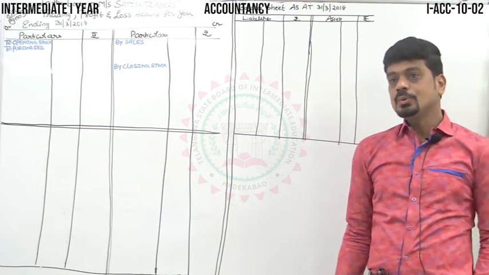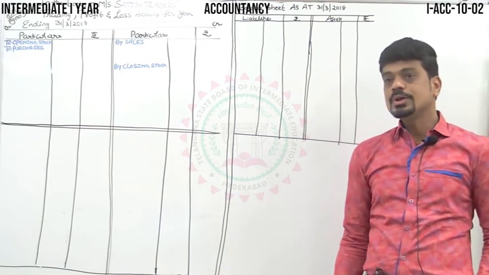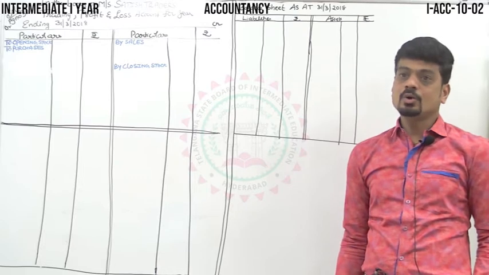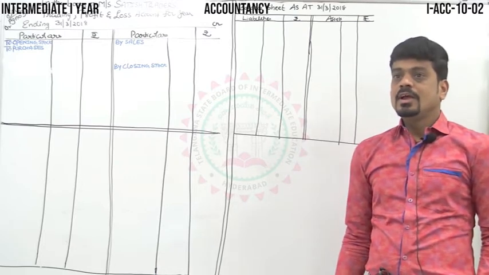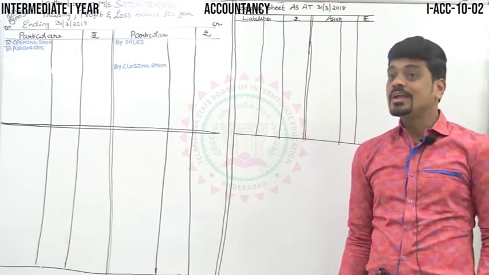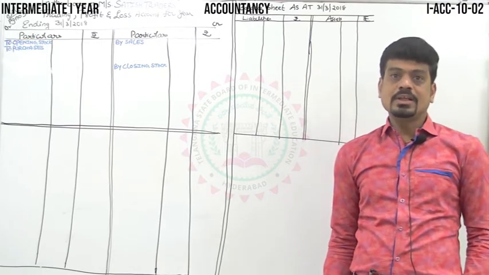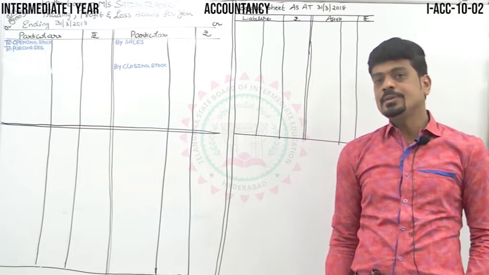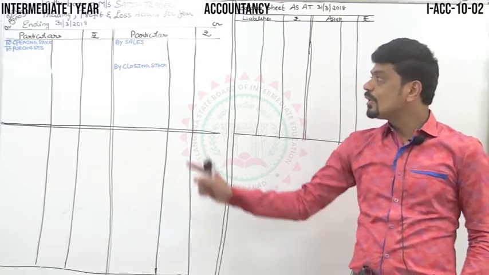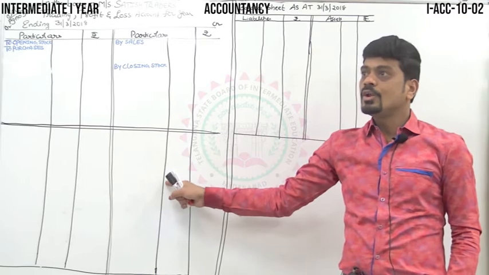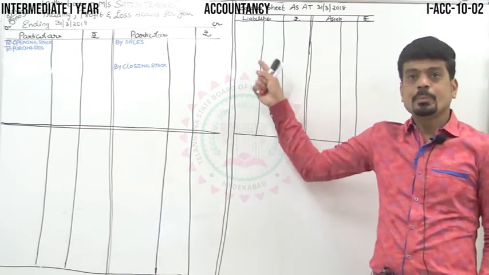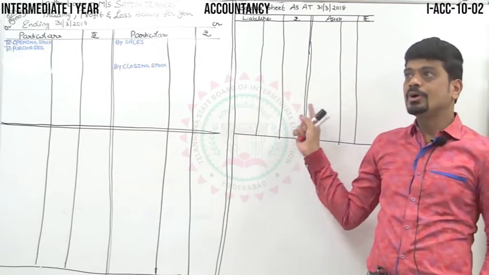I'm back with you to teach you the most important concept, and that is all about final accounts with adjustments. Now, how are we going to do the final accounts with adjustments? Already in the previous classes, I taught you trading account, profit and loss account, and balance sheet. So here I have kept the format ready for you.